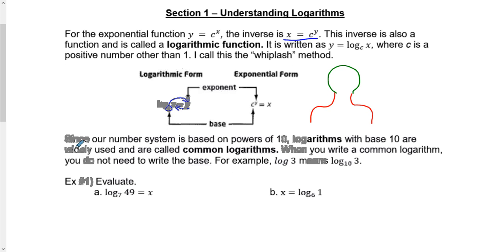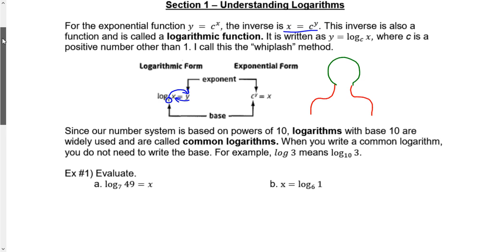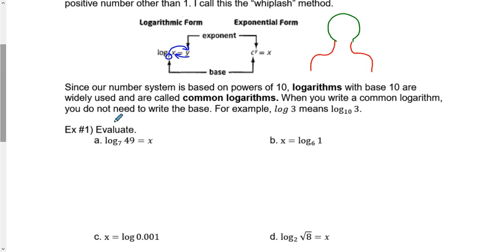Now, one little note is that since our number system is based on powers of 10, logarithms with base 10 are widely used and called common logarithms. When you write a common logarithm, you don't actually need to write the base. For example, log 3 actually means log base 10 of 3. So let's get into some examples that really help illustrate this.